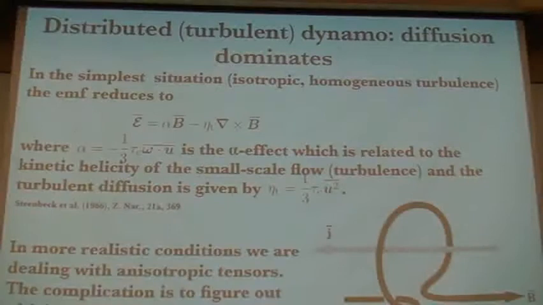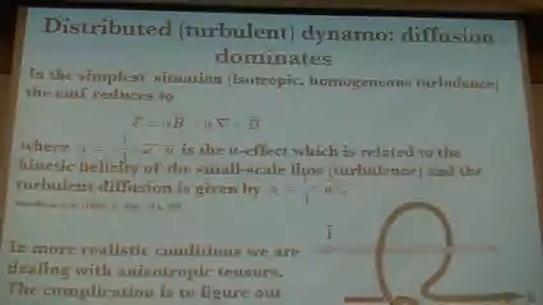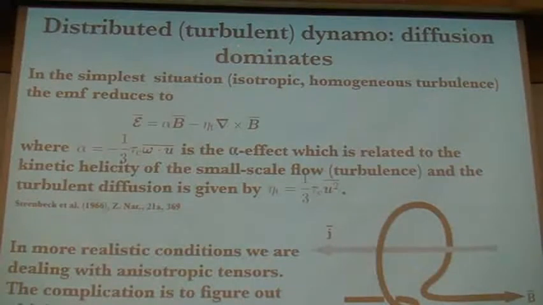Then we have the other contender, which, I'm not saying that it's better off at the moment in producing detailed solar dynamo models, what I call here the distributed dynamo, which is usually a turbulent dynamo. And these are models where usually diffusion dominates and not advection.